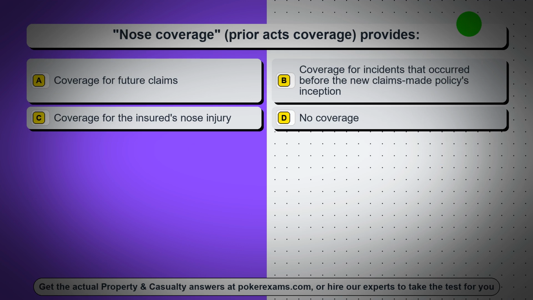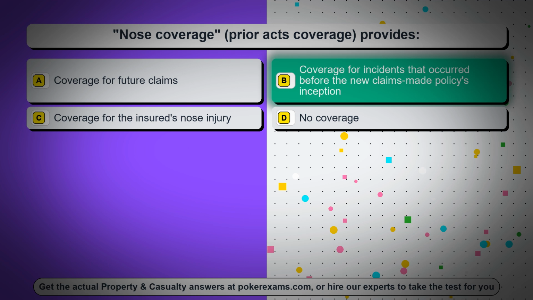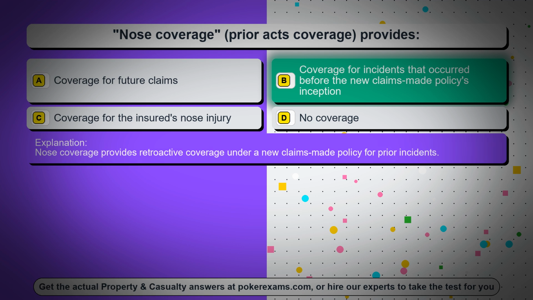Question 27. NOS coverage, prior acts coverage, provides: Option A, coverage for future claims. Option B, coverage for incidents that occurred before the new claims-made policy's inception. Option C, coverage for the insured's nose injury. Option D, no coverage. The correct answer is option B, coverage for incidents that occurred before the new claims-made policy's inception. NOS coverage provides retroactive coverage under a new claims-made policy for prior incidents.